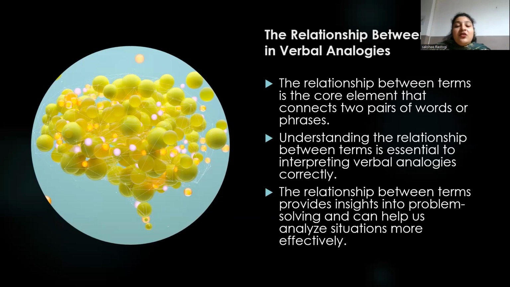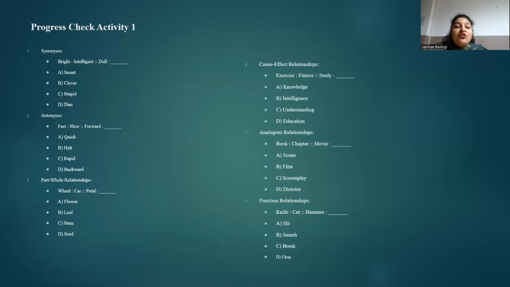these relationships is crucial for solving verbal analogies, as they help identify the connections between terms and apply them to the analogy. Let me know if you want more questions about this. This is the activity which you have to perform: identify synonyms, antonyms, part of words, and so on. You have to follow these things.